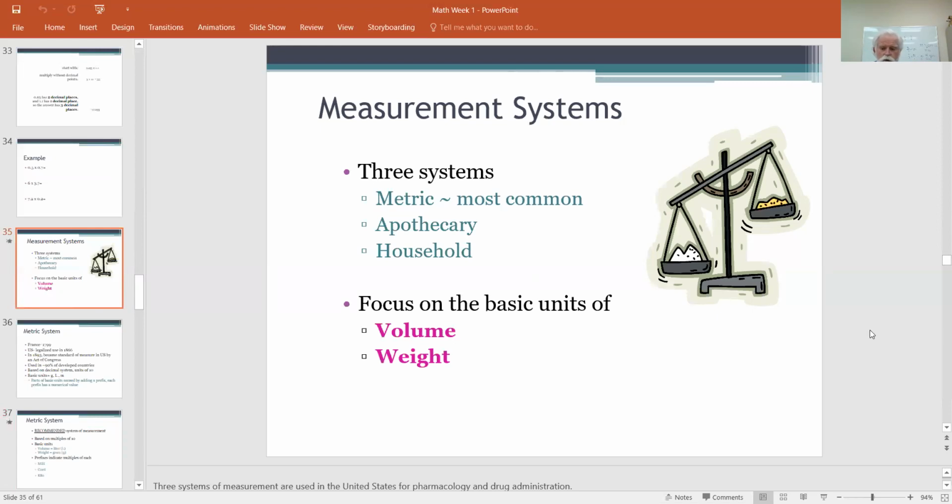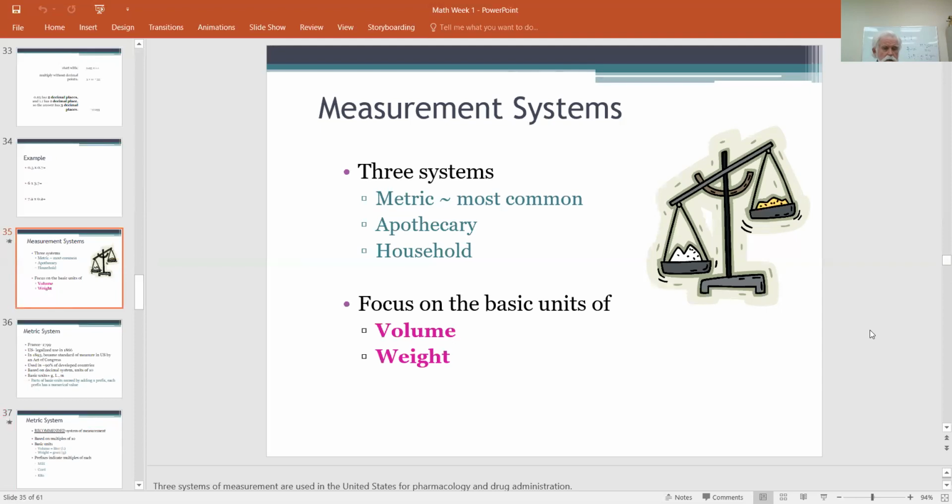There are lots of reasons that we have this mixture of systems. The apothecary system is basically a holdover from the old days when we didn't have a standardized measurement system. There are many hospitals and medical systems that have banned the use of apothecary measurements, and I'll show you why later. But we're going to focus on volume and weight, although length comes into it as well.